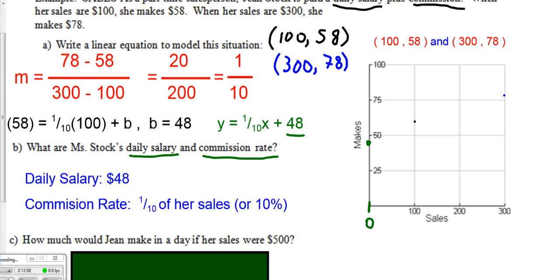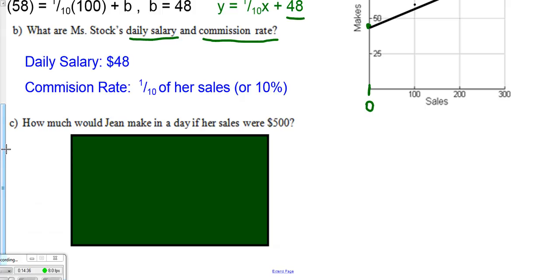So if we wanted to, we could connect this line then to show exactly how much she's going to make. Oh, we were a little bit off on our dots. We're going to call that close though. This line, anywhere on this line, is exactly how much she's going to be making given her sales. So even if she sold $0, we know she'd be making $48. If she sold 200, it would be somewhere up here, probably around 70. Okay, I think it would actually come out to, what is that? 68, exactly. So, how much would Jean make in a day if her sales were 500?